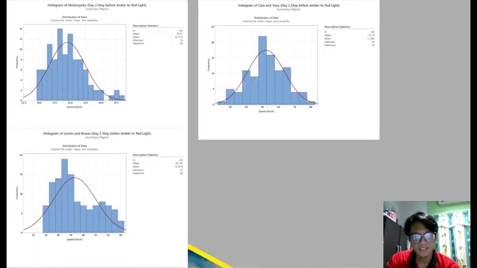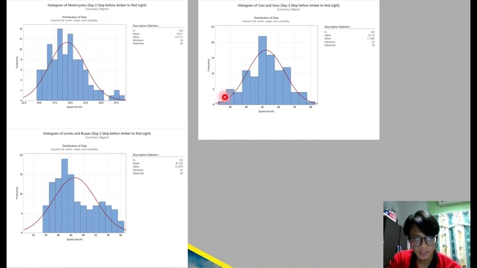Okay, next, after defining the cell boundaries, frequency, and the midpoint, we can proceed to create the histogram. So these are the following histograms for day 2, which is the vehicles that stop before the amber to red light. This one is for motorcycles, this one is for cars and vans, and this one is for lorries and buses. In these cases, we have used the Minitab software to generate the histogram.